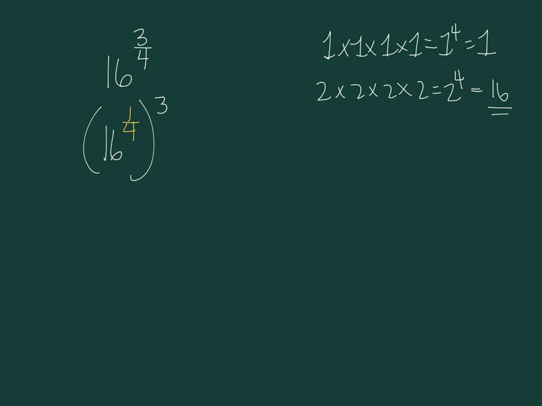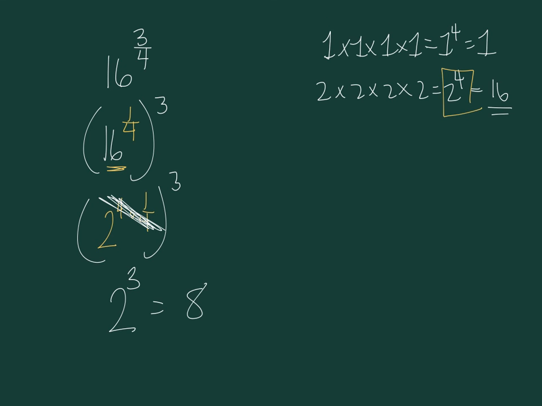So I'm going to replace 16 with 2 to the 4th. This is now going to be 2 to the 4th, times 1/4, all to the 3rd power. Because the 4's are the same, they cross each other off, just doing a cross cancellation here. This becomes 2 cubed, which is equal to 8. All right, so that is the process I want you to follow for that problem.